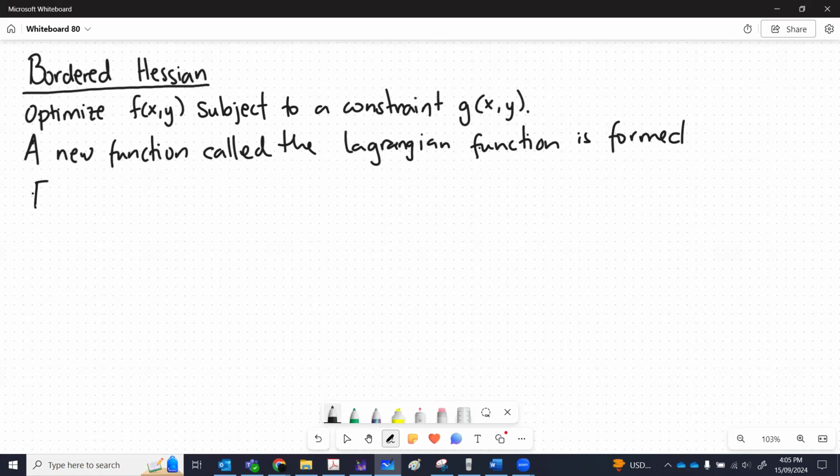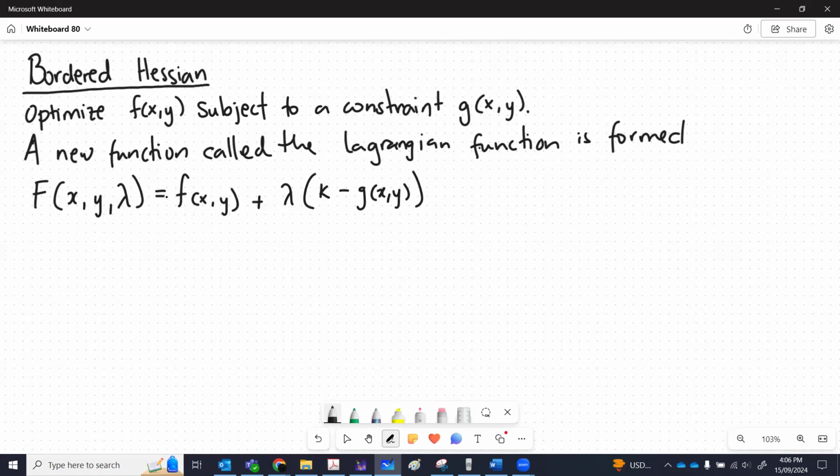And this Lagrangian function is a function of x, y, and lambda. It is given by f of x y plus lambda multiplied by k minus g of x y. So whenever we're introducing a new topic, it always seems so complicated. But when we work it out using examples, it is very easy to do.